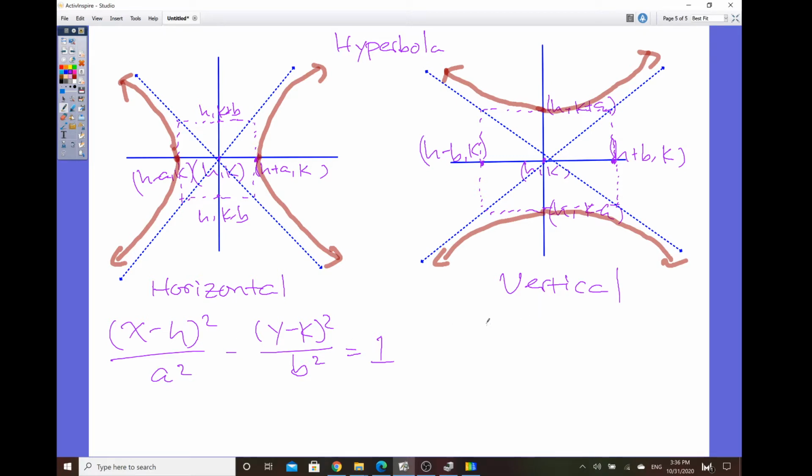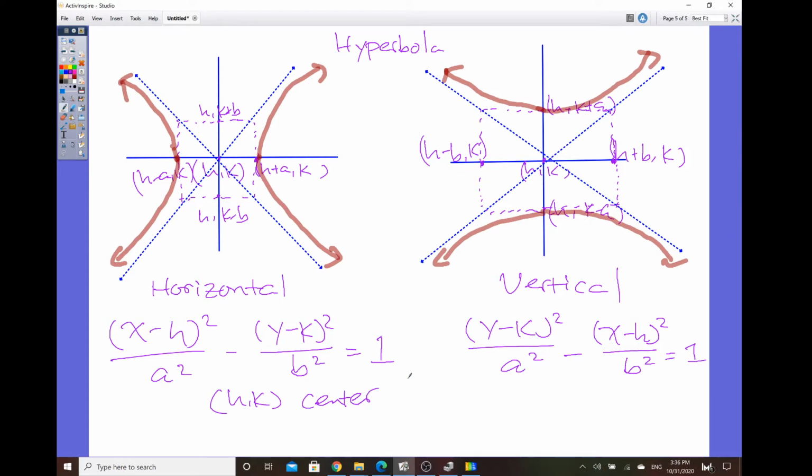And then for the vertical one, you start off with y minus k quantity squared over a squared minus the quantity x minus h squared over b squared, so that equals 1. So they're quite similar. Again, h comma k is always the center.